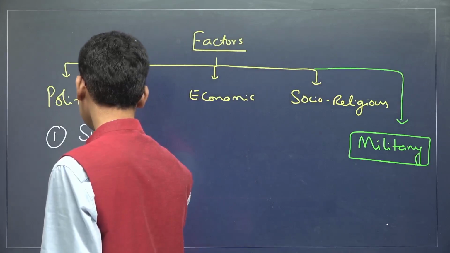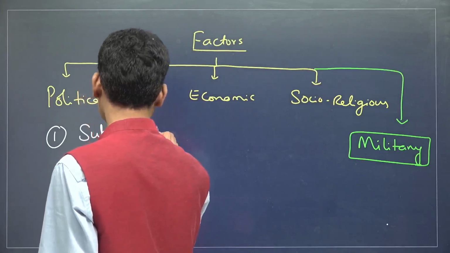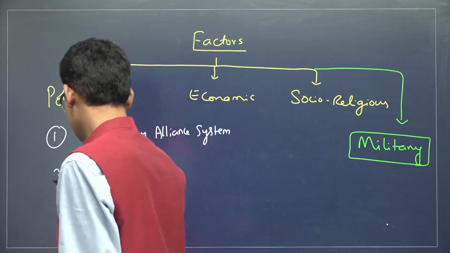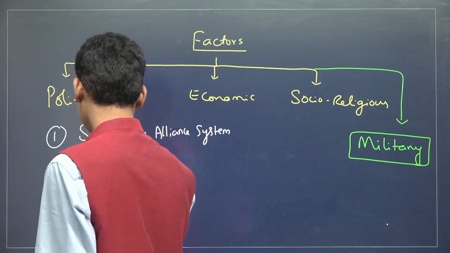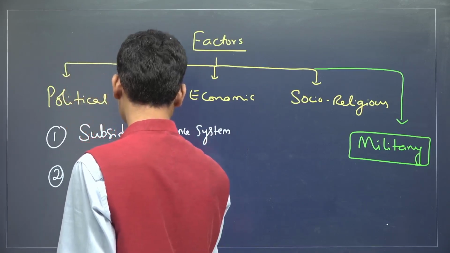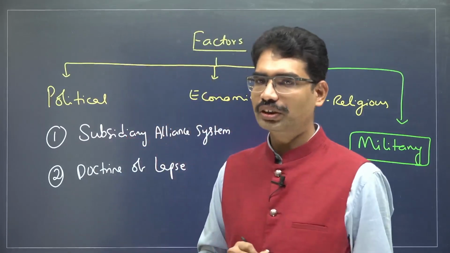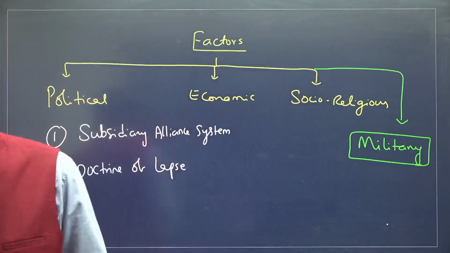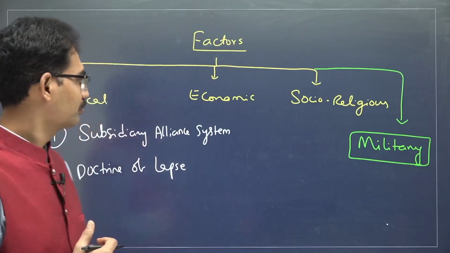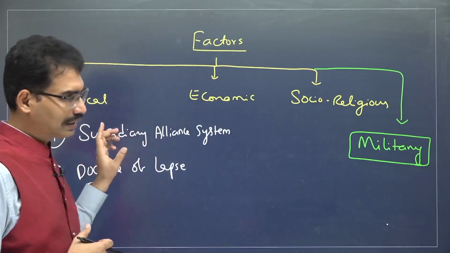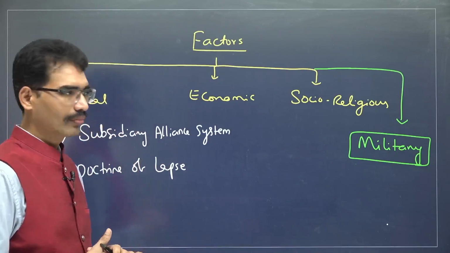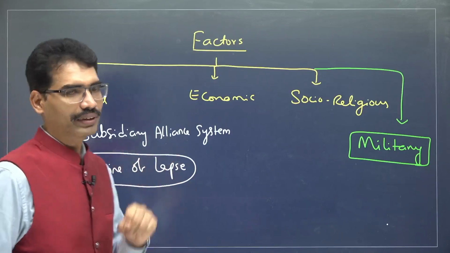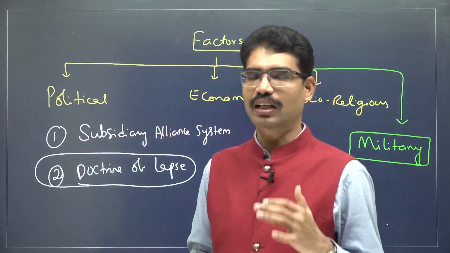Number one, subsidiary alliance system. Second one, doctrine of lapse. When it comes to these two factors, doctrine of lapse and subsidiary alliance system, they contributed to the grievances among the Indian princes. Particularly, this factor was the major grievance which created a lot of anger among the Indian princes.